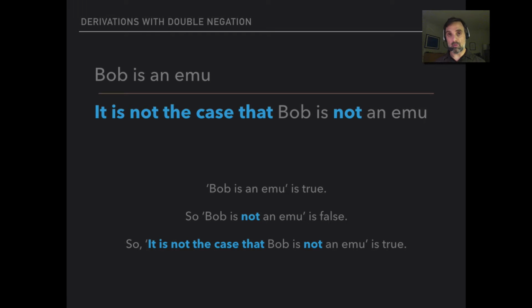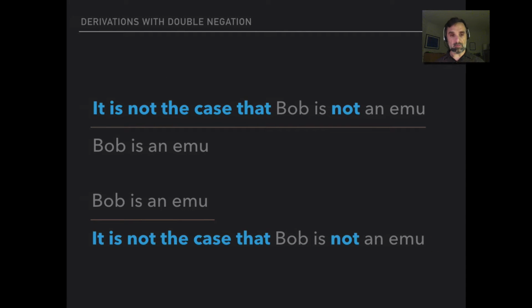If Bob is an emu, whenever that sentence is true, so is the big it is not the case that Bob is not an emu. So we have these two inference patterns. It is not the case that Bob is not an emu, therefore Bob is an emu, and Bob is an emu, therefore it is not the case that Bob is not an emu. They're both valid: whenever the premise of either is true, so is the conclusion. And in fact, the sentence Bob is an emu and the sentence it is not the case that Bob is not an emu are equivalent. They say the same thing, more or less. They say it in slightly different ways. One says it in a longer way, one says it in a shorter way, but they're equivalent.